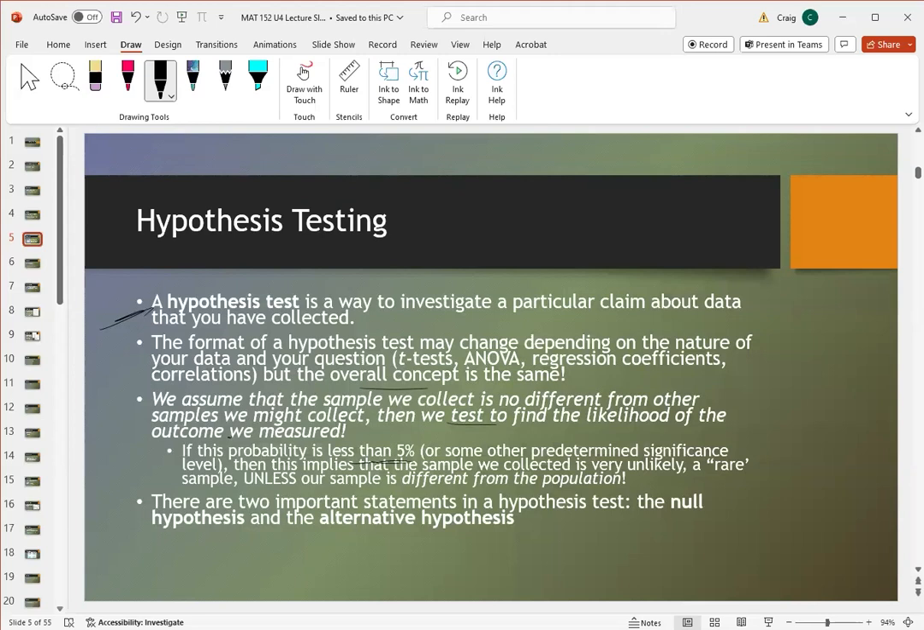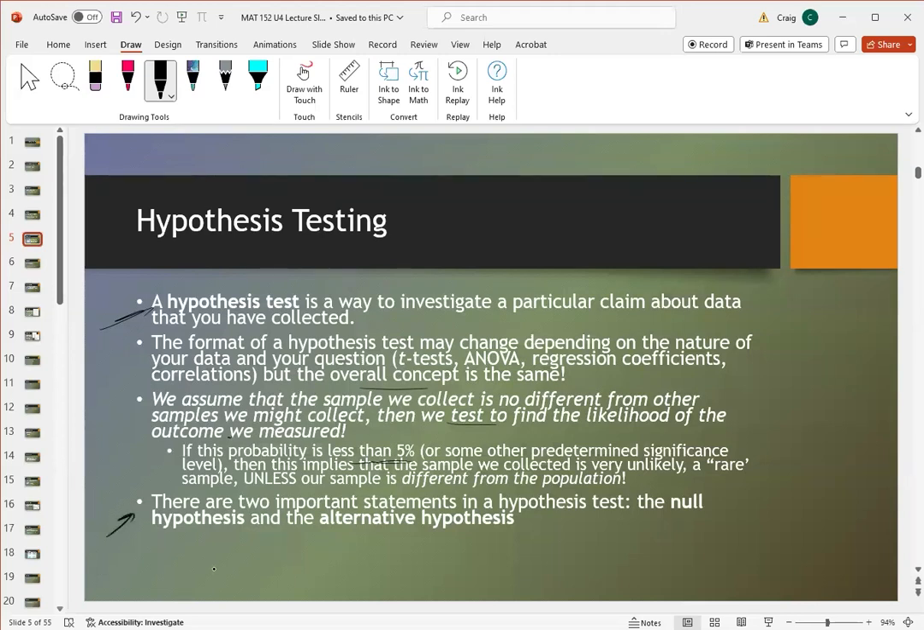And since it's really unlikely for us to randomly collect a sample that contains all basketball players, if we have a sample of people who are all basketball players, well, maybe there's something different about those people, right? Maybe they're just all really tall. And so that sample in terms of height would be different from the average height.